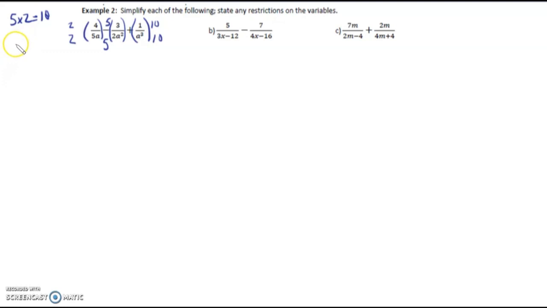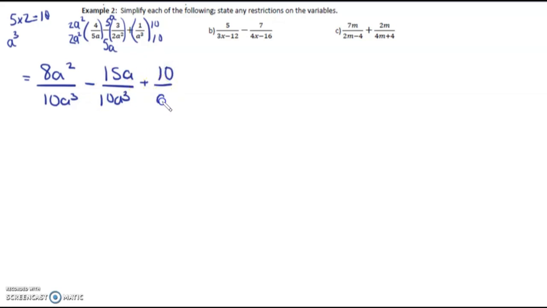Now, our variable component is going to be a cubed. So for the first term, we have to multiply by a squared over a squared. The second term, a over a. And the third term already has an a cubed in the denominator. So let's multiply each one of these terms. So we get 8a squared over 10a cubed, minus 15a over 10a cubed, and then plus 10 over 10a cubed. Sorry, I forgot that one.